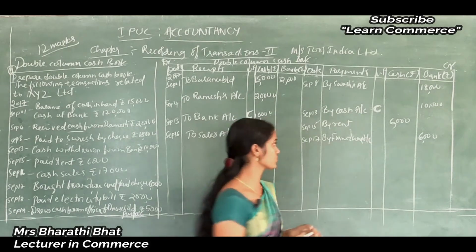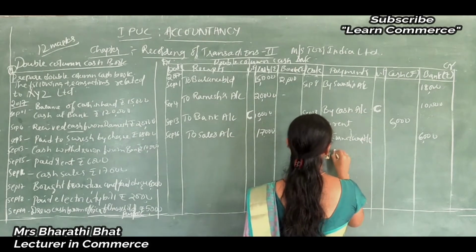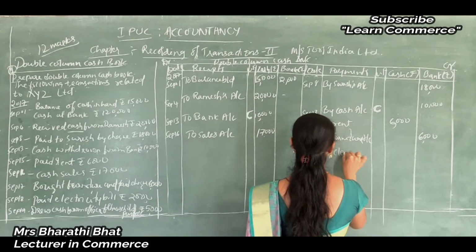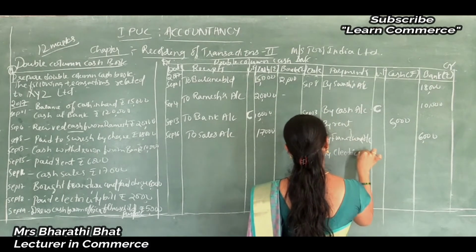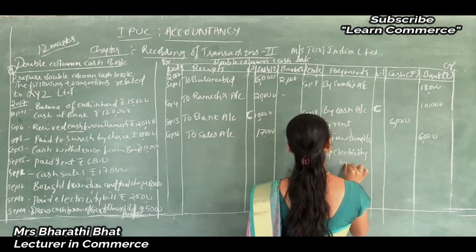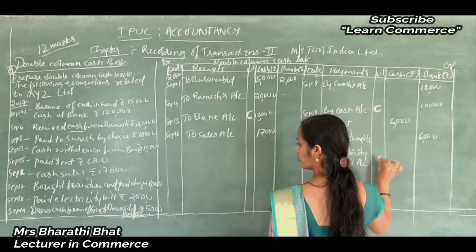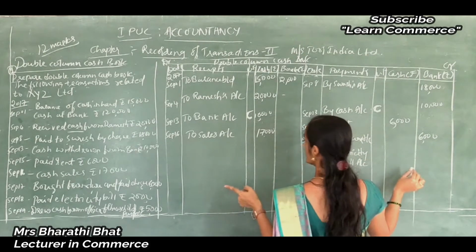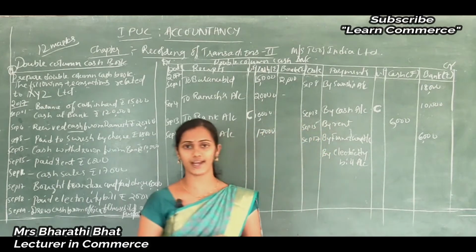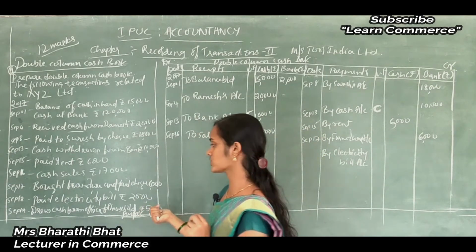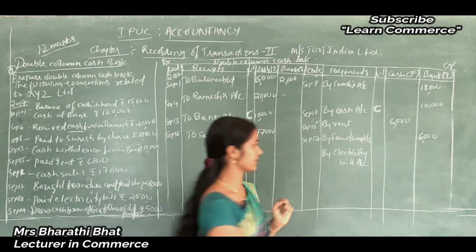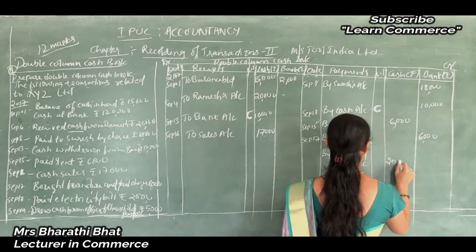Rupees 2,000. So, buy electricity bill account. How much? 2,000. So, whether we can write under cash or bank. You have not mentioned any cheque. So, that's why we can consider that this transaction is a cash transaction.